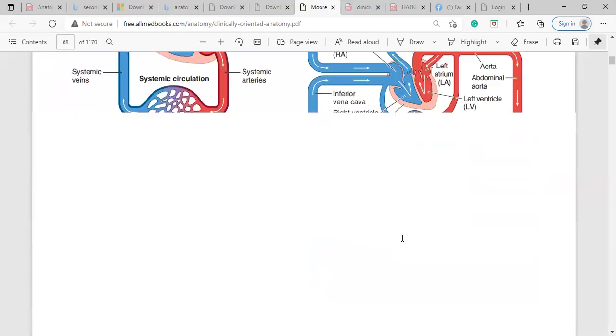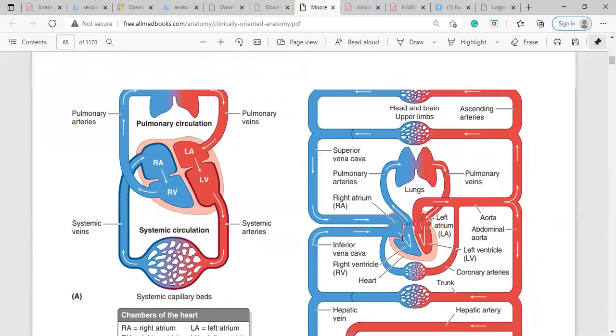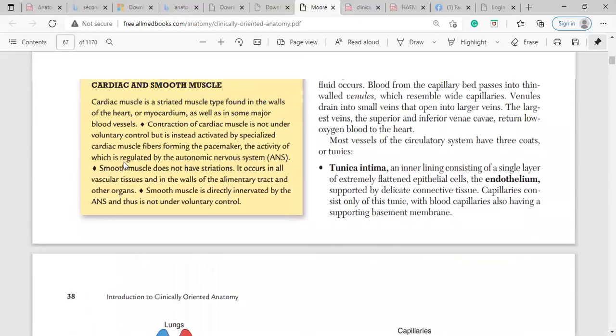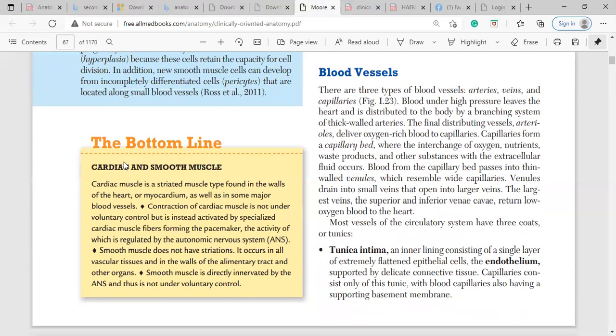So from this previous diagram, you will see that this pulmonary artery is still blue in color because the blood is leaving the right ventricle to the lung. So it is deoxygenated. So that is the only artery that carries deoxygenated blood. All other arteries, as you will see later, carry oxygenated blood.